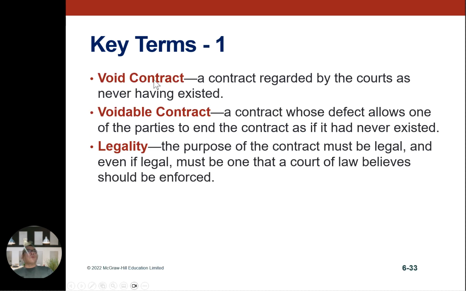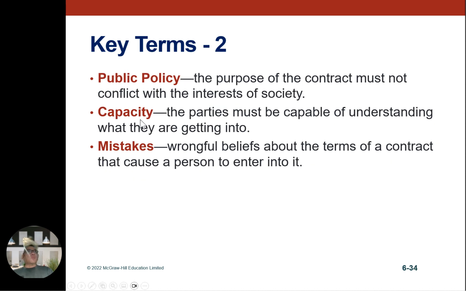Key term 1, void contract: a contract regarded by a court as never having existed. A voidable contract is a contract whose defect allows one of the parties to end the contract as if it had never existed. Legality: the purpose of a contract must be legal and must be one that a court of law believes should be enforced. And then public policy. What is public policy? The purpose of the contract must not conflict with the interests of society. And capacity means the parties must be capable of understanding what they are getting into.